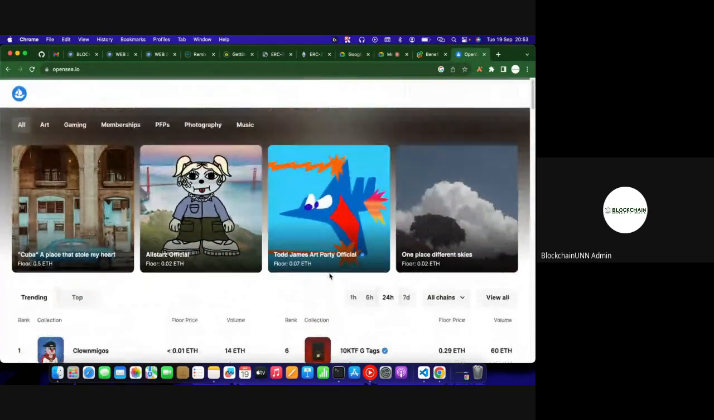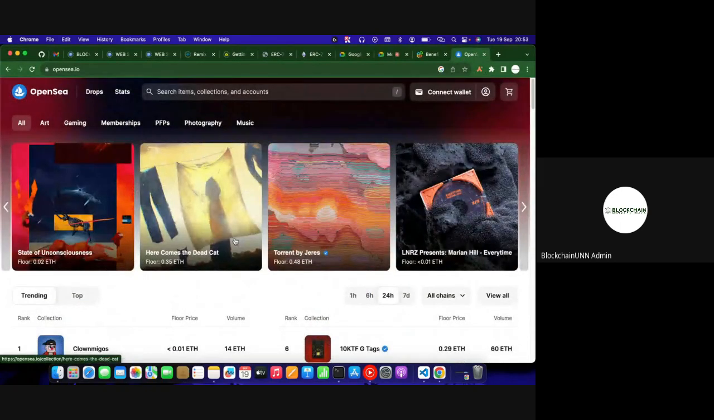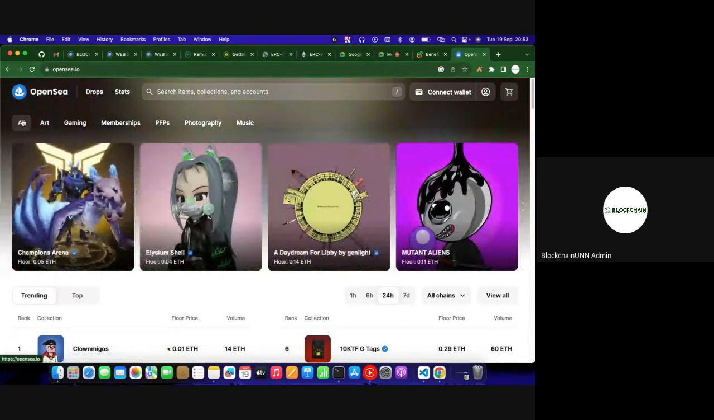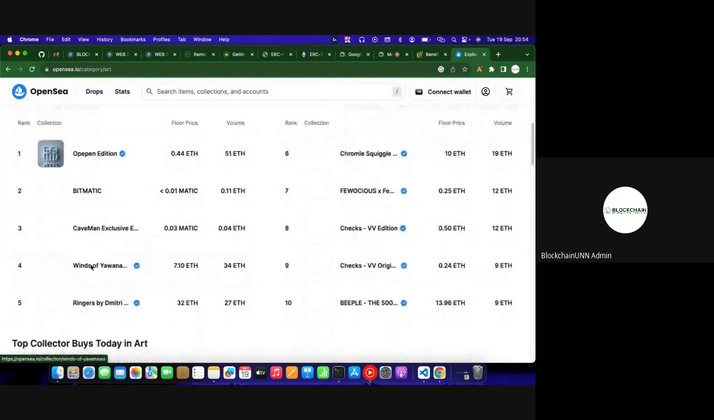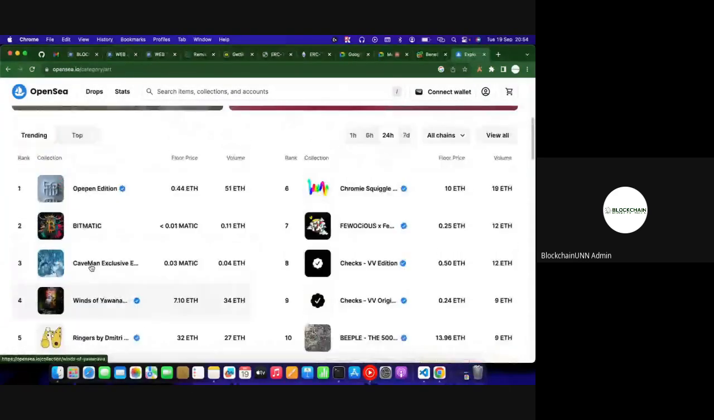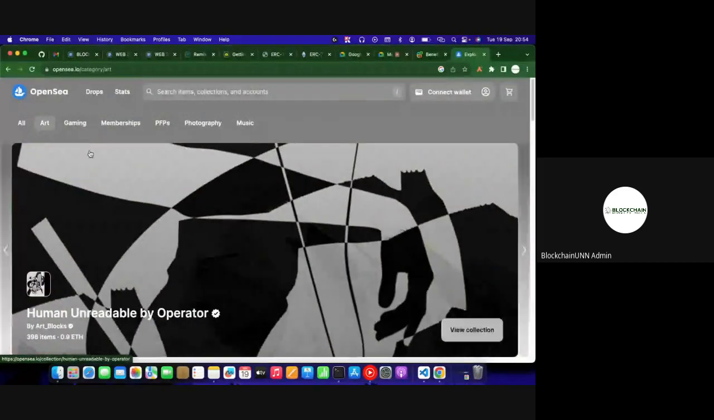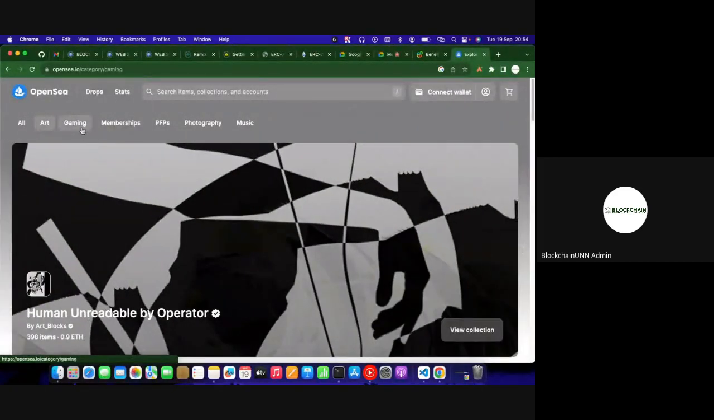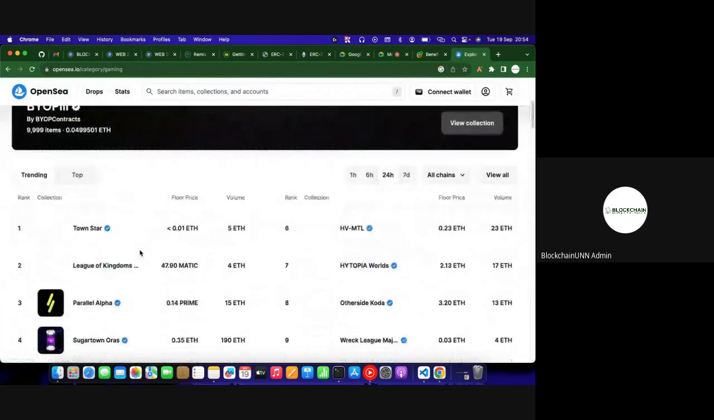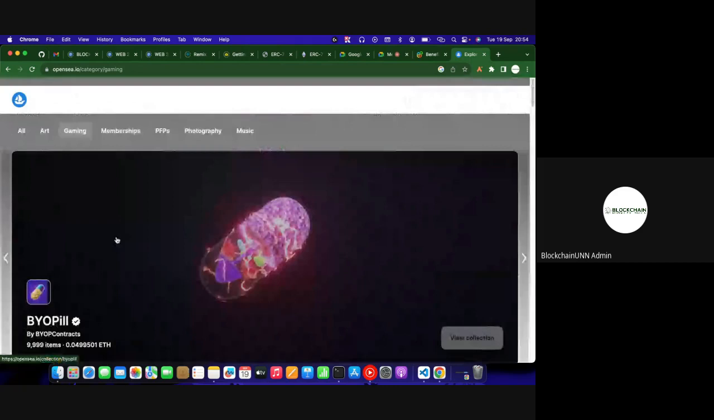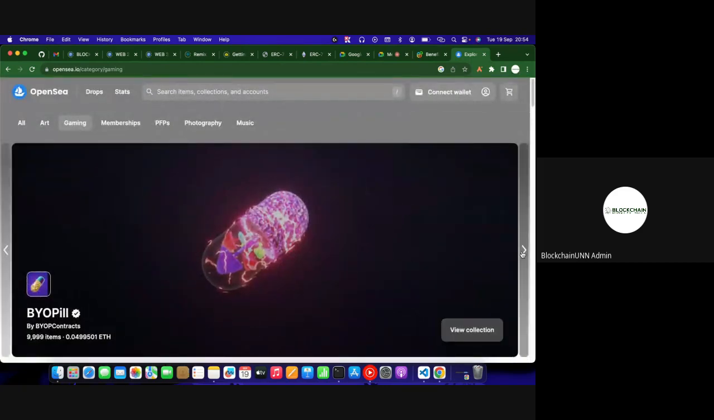And when you head to NFTs on OpenSea, you can see that there are different categories. There's a category if you're looking for artworks, probably paintings, whatever it is, you can always find them in the art section. You can head to the gaming section if you are looking for gaming collectibles, probably some collectibles or characters for some on-chain games.